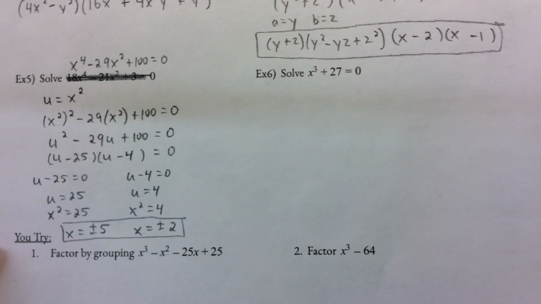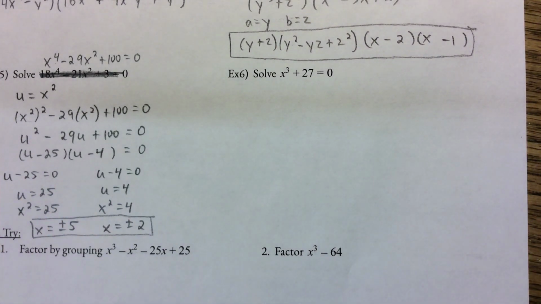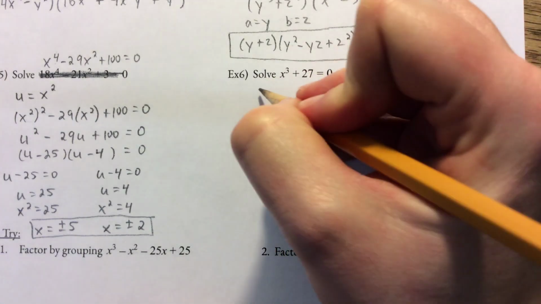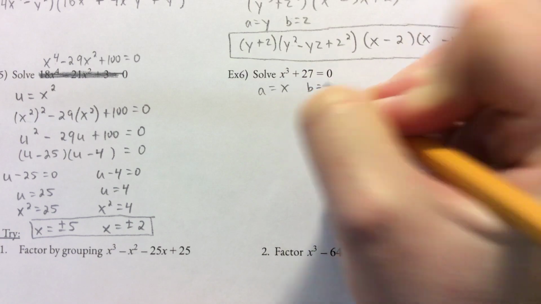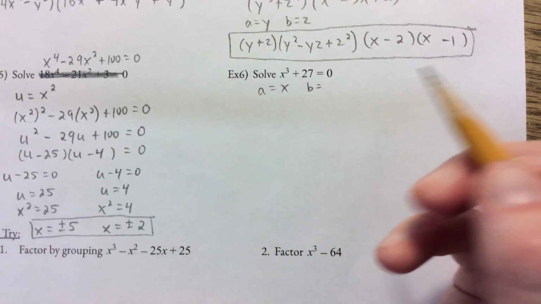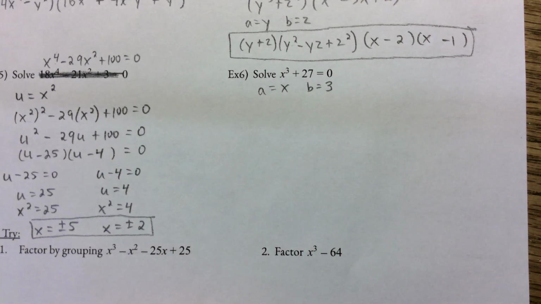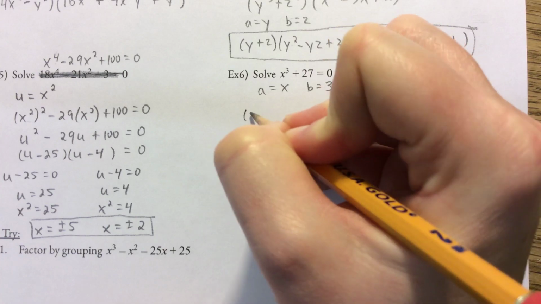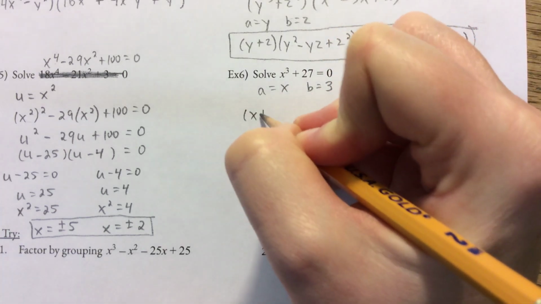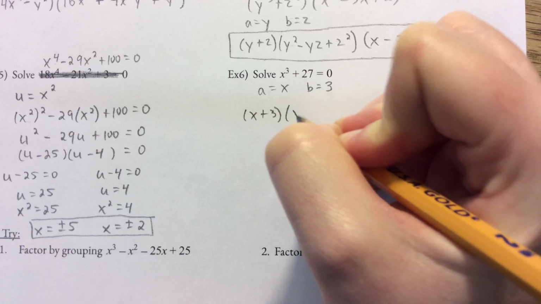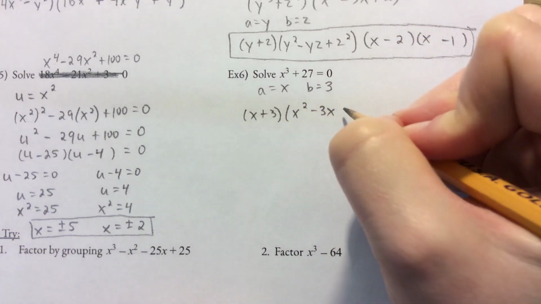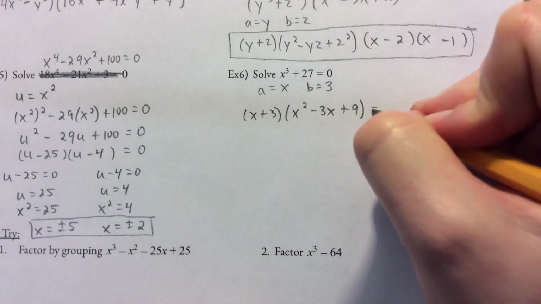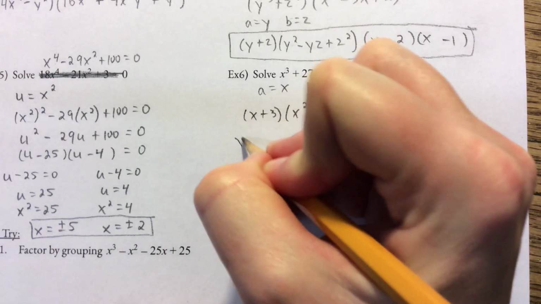Alright, one more. So I have on here, this is a sum of cubes. So I'm going to use that sum of cubes formula. I'm going to say my a value is going to be x. My b value, the cube root of 27, is 3, because it takes three 3's multiplied together to give you 27. So this would become x plus 3, and then x squared minus 3x plus 9 equals 0. So now we'll set both of those factors equal to 0.